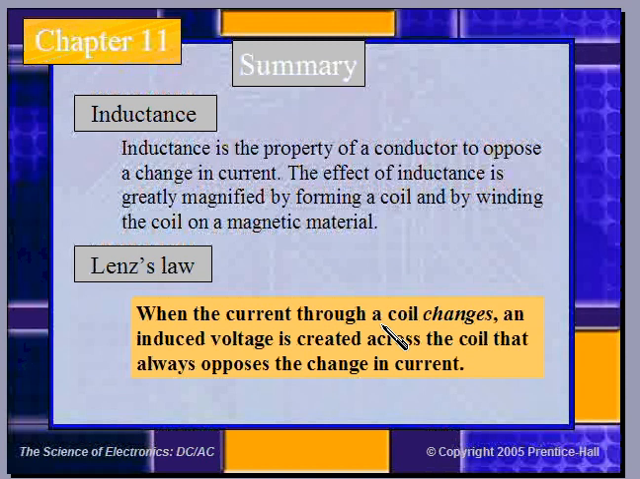Inductance. Inductance is the property of a conductor to oppose a change in current. The effect of inductance is greatly magnified by forming a coil and by winding the coil on a magnetic material. Lenz's law states that when the current through a coil changes, an induced voltage is created across the coil that always opposes the change in current.